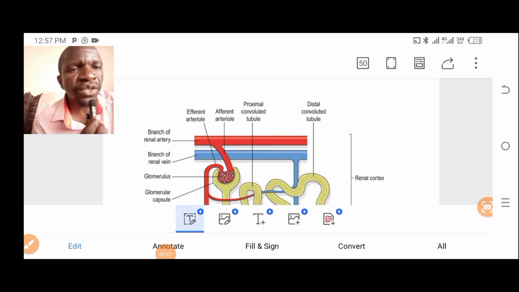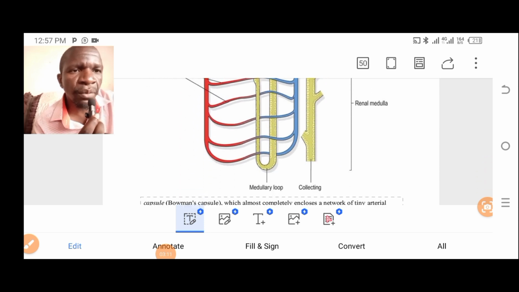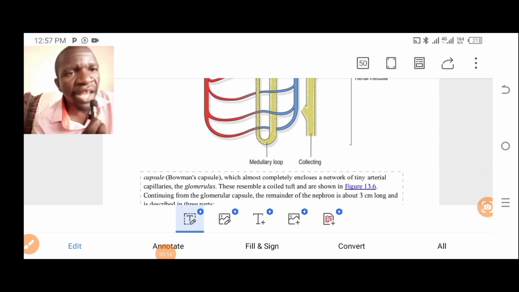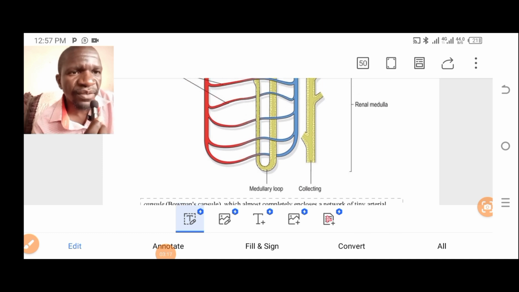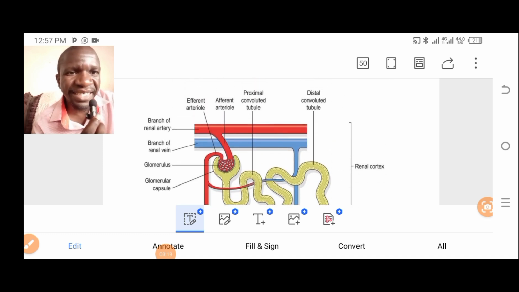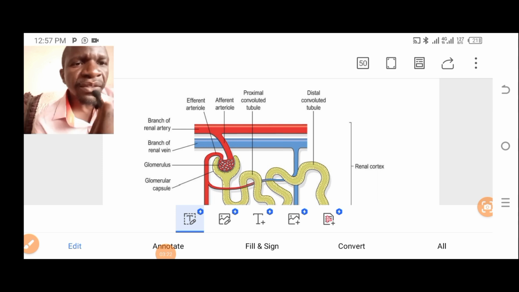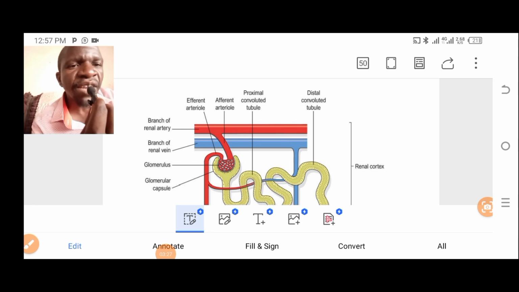The glomerular capsule contains the glomerulus. When it moves along the way, it becomes the proximal convoluted tubule at the first end. Along the way, it becomes the distal convoluted tubule. And then on the other end, it becomes the medullary loop, and then the collecting duct. The afferent arteriole is the one that further divides to form a minute network of arterial capillaries, which we know as the glomerulus.